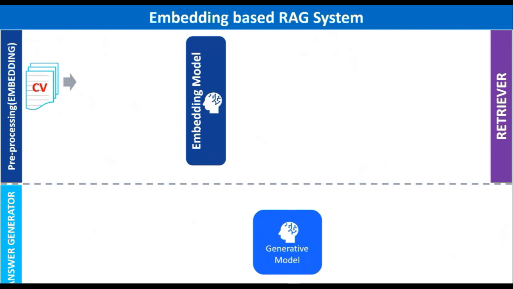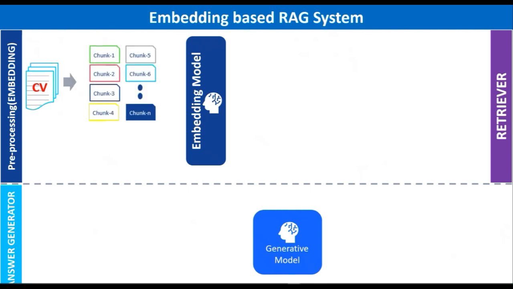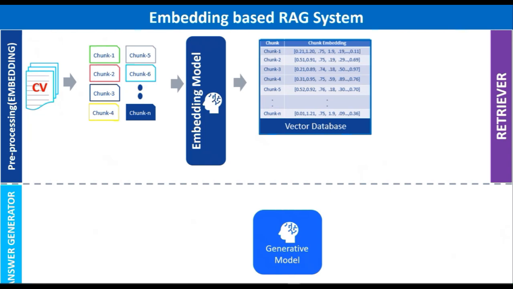These are divided into smaller chunks for better retrieval accuracy and to make sure we stay within the token limits. Each chunk is then passed through the embedding model, which converts this text into numerical vectors called embeddings. The embeddings are stored in a vector database for efficient retrieval.